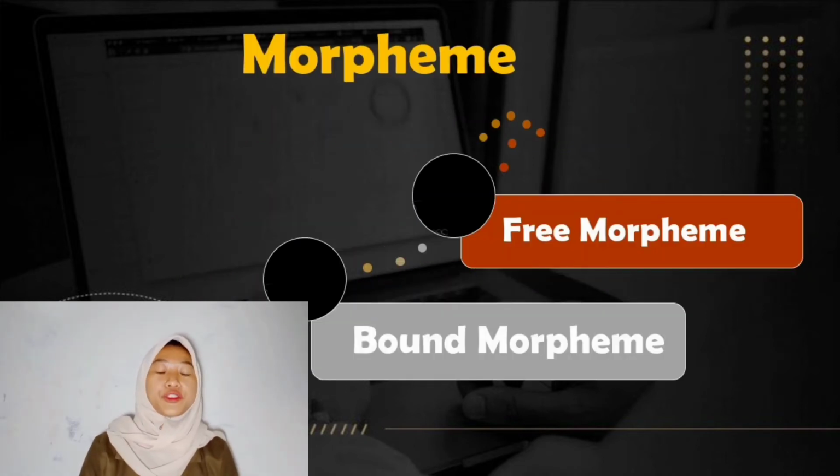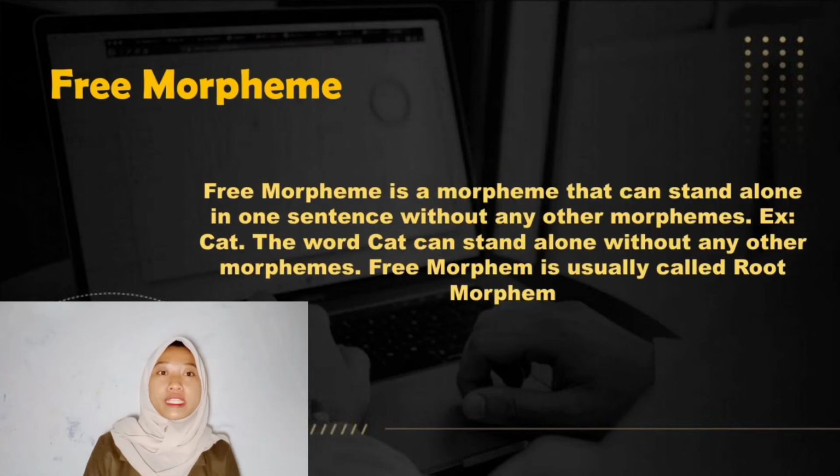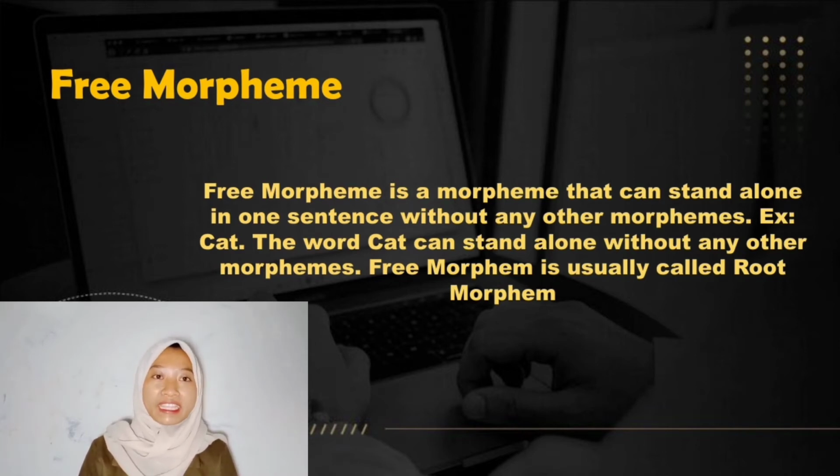Morphemes are divided into two types. The first is free morphemes and the second is bound morphemes. The first is free morphemes. Free morphemes are morphemes that can stand alone in a sentence without other morphemes. Example, cat. The word cat can stand alone without any other morphemes. Free morphemes are usually called root morphemes.